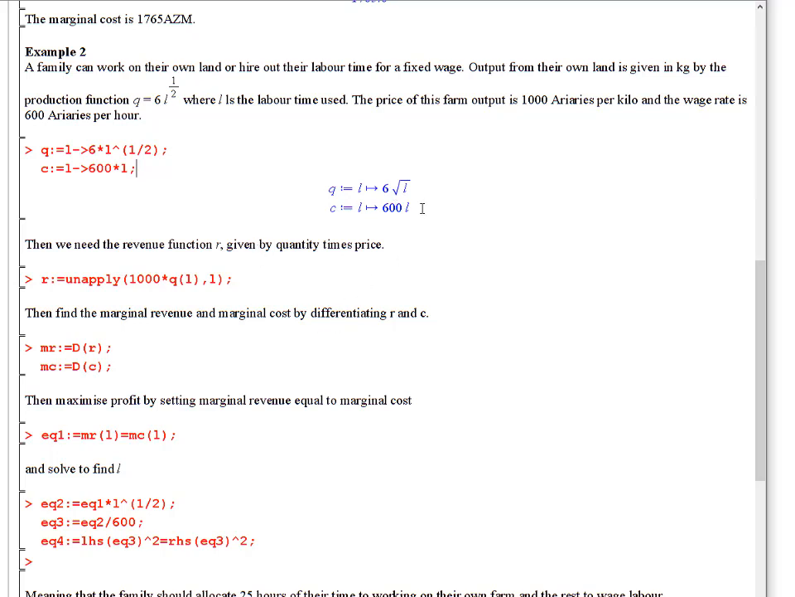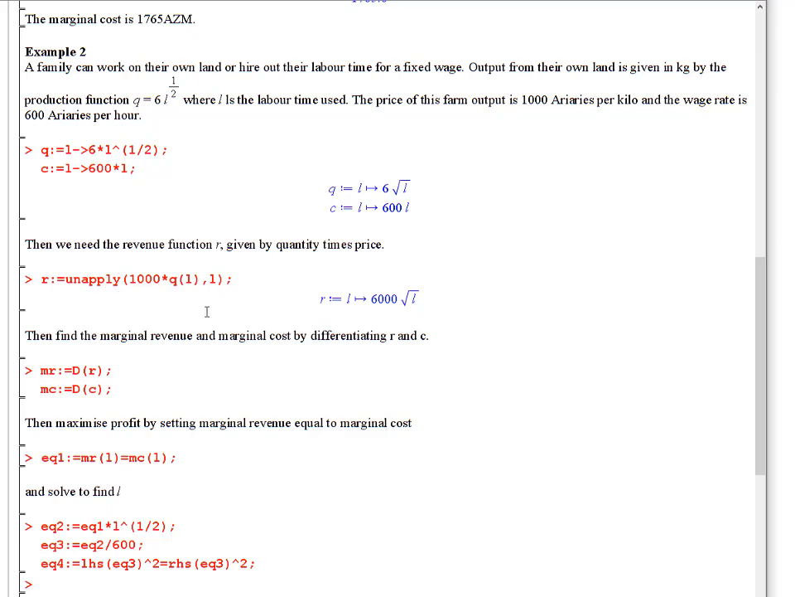Conceptually, of course, this is the first thing you have to realise, is that the cost of working on your own farm is not free, because every hour you put into your farm, you could be earning 600 aries somewhere else. So the cost is 600 per hour working on your own farm. Then you need the revenue function, which is quantity times price. So that's the quantity of crops you produce. So you multiply that by 1,000. This is an awkward way that Maple has of doing that. So it's just this times 1,000.